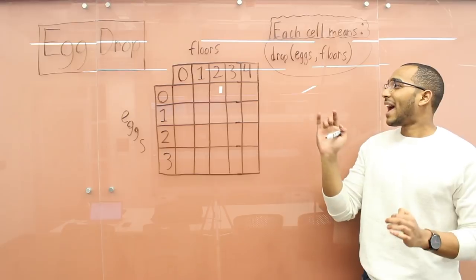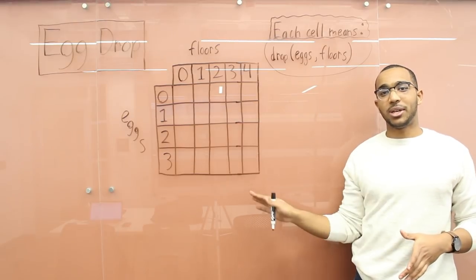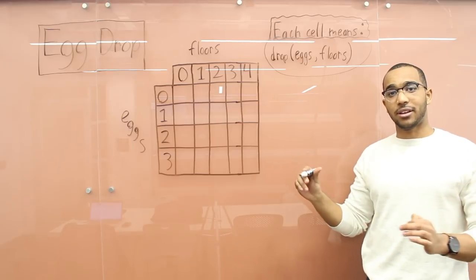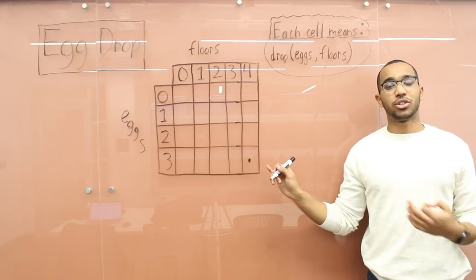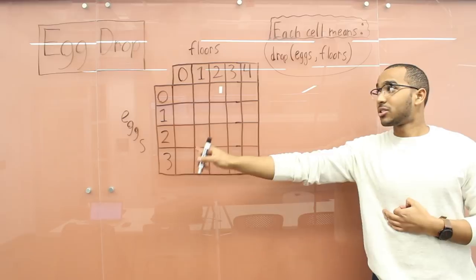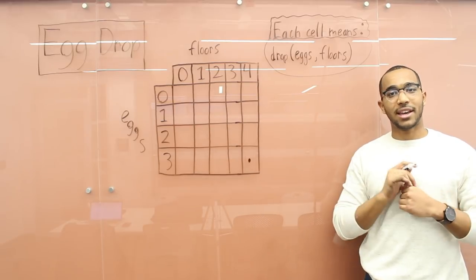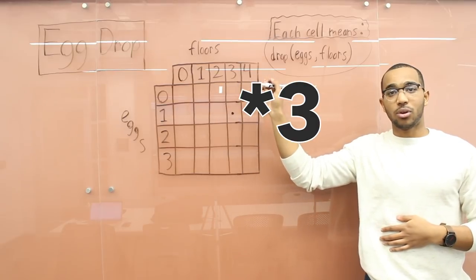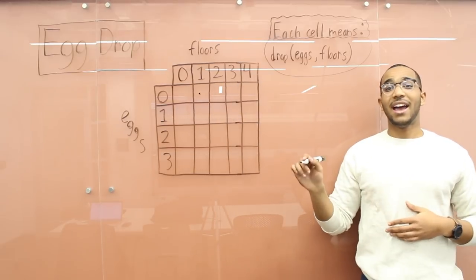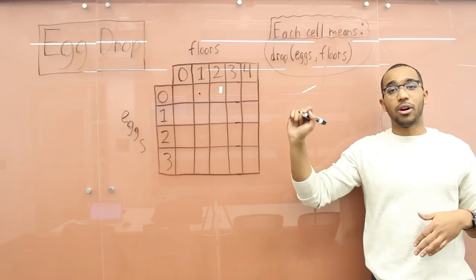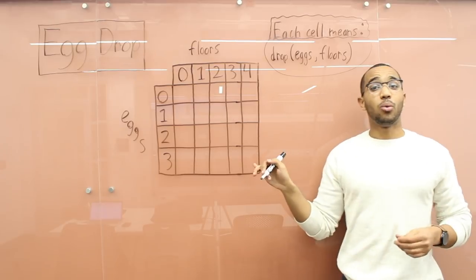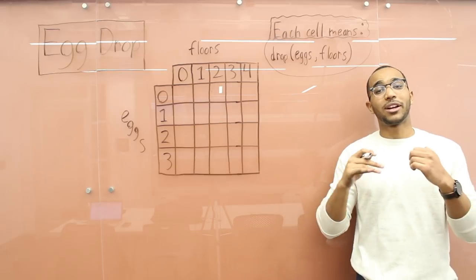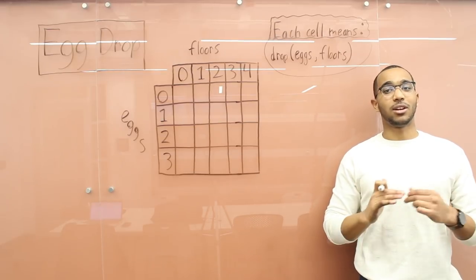Okay, so we have our dynamic programming table. Each of these cells mean something specific. That cell right there is our original subproblem. If I have 3 eggs and 4 floors, what is the answer? That cell right there says, if I have 1 egg and 4 floors, what is my answer? If I have 0 eggs and 1 floor, what is the answer? So what we want is right there. That is the original subproblem. And what we're going to do is build up to that subproblem.